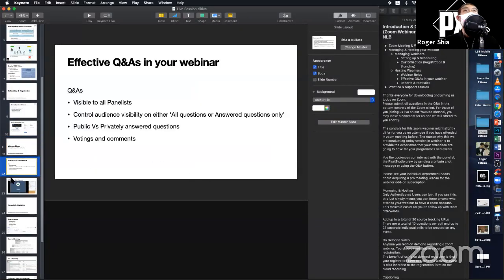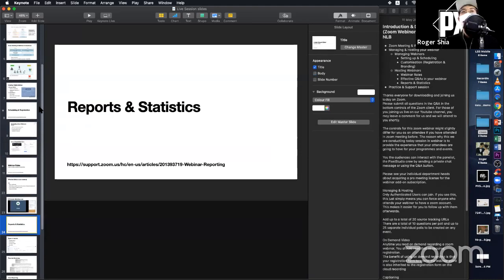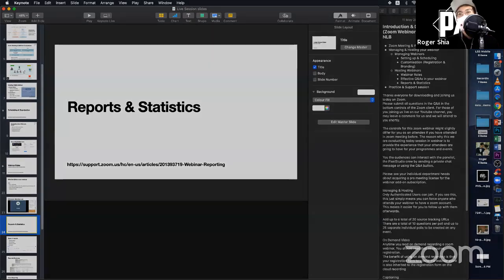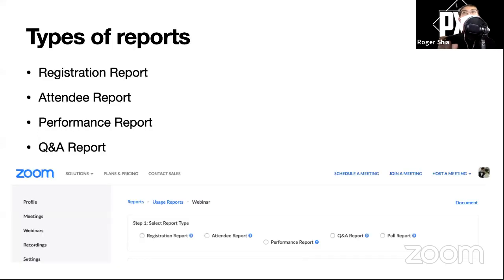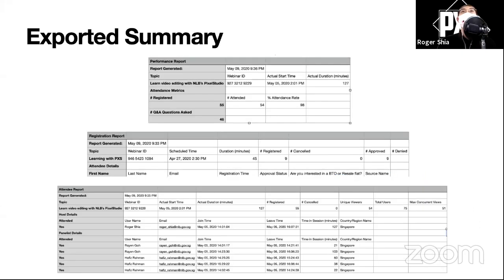Moving on, let's talk about the kind of reports and statistics that you can use for a Zoom webinar. Say, for example, you have hosted your perfect webinar and you want to look at the reports and statistics generated. These are the 4 types of reports that you can use. You can have your registration report if you choose to have a registration process. You can have an attendee report to see the progress of your attendees, performance, and Q&A. So these are the summary reports that I have generated.